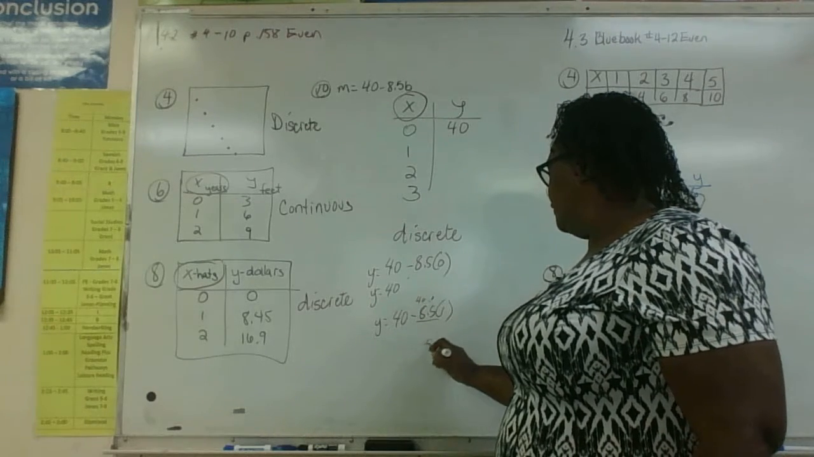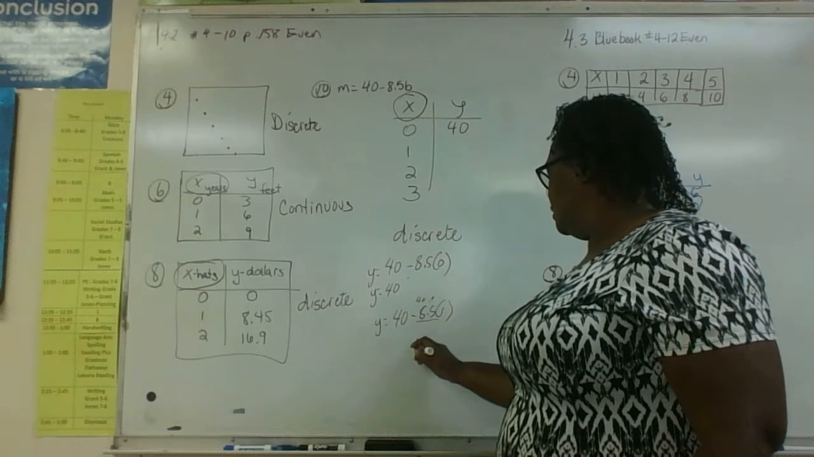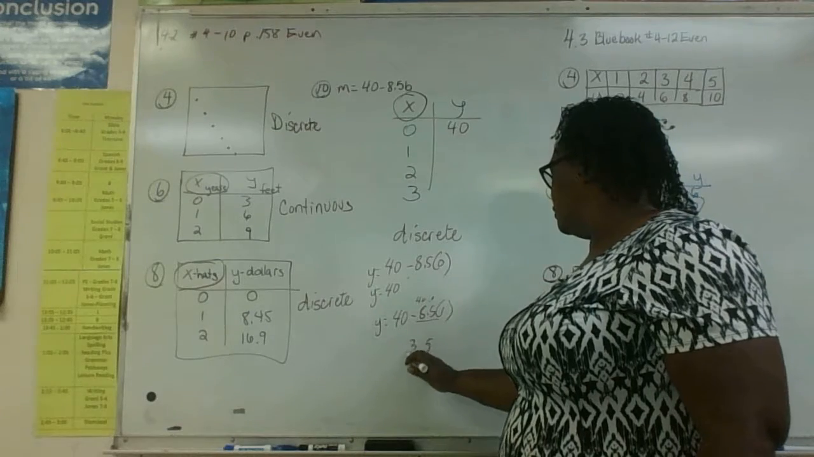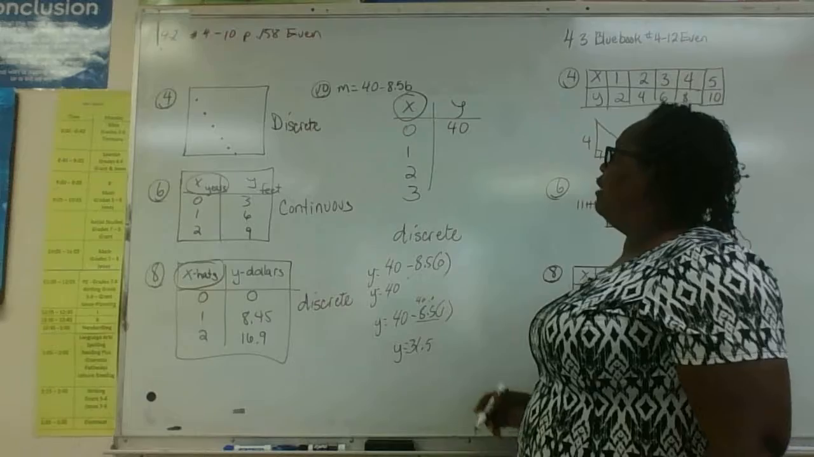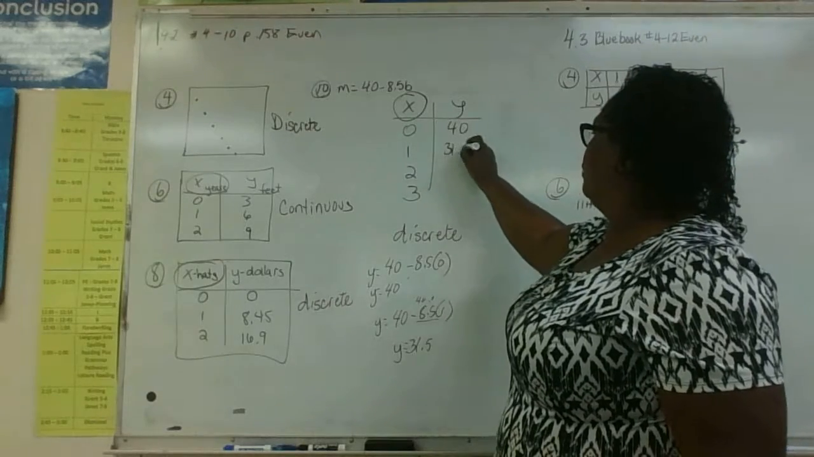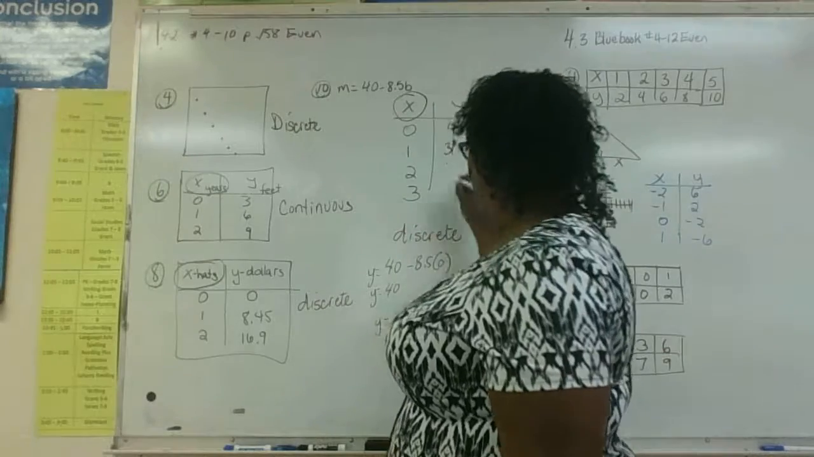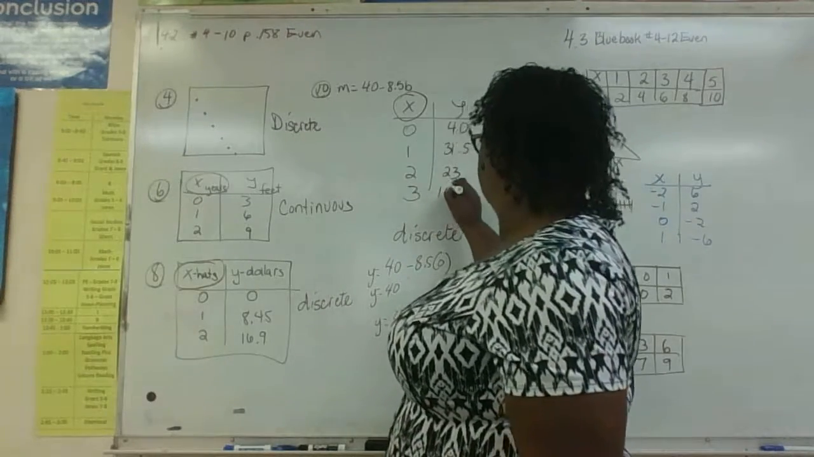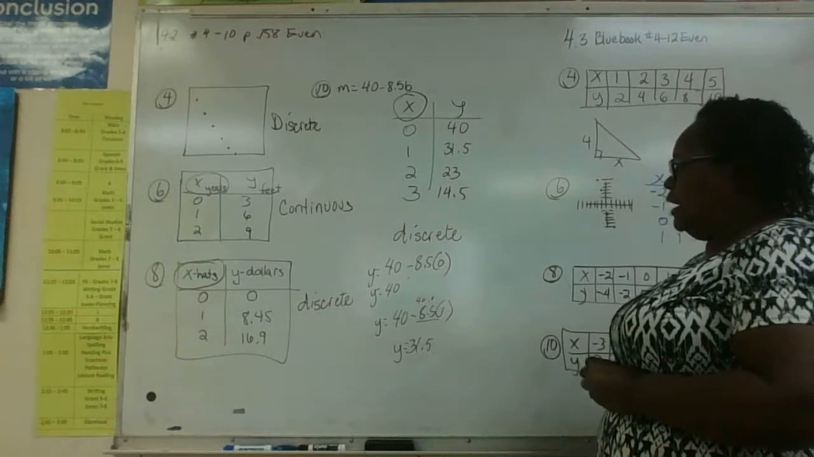We would have a 5, a 1, a 3. Okay, so we have a 31.5. That would be y, okay, for there. All right, so we got 31.5, okay. If it is 2, then we would have a 23. And if it is 3, we would have 14.5, okay. So you understand the concept, all right.